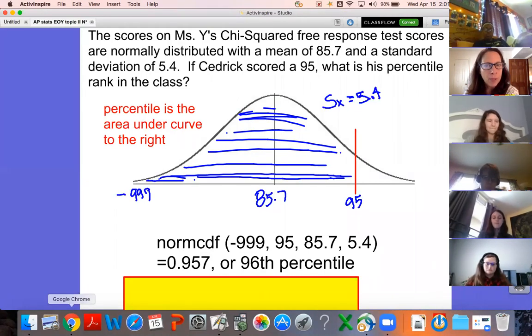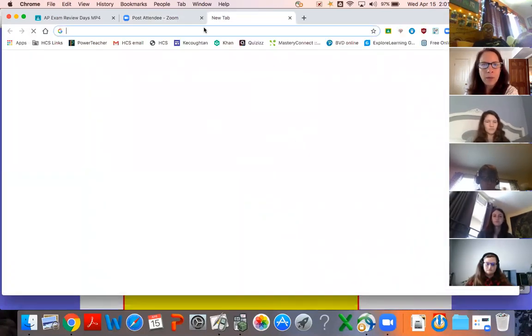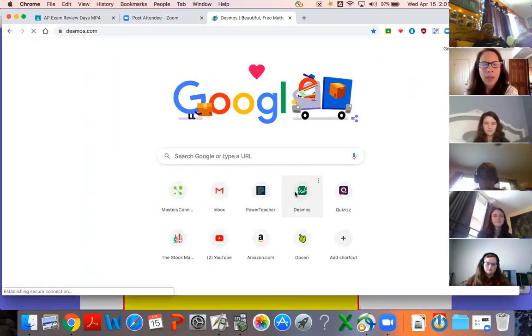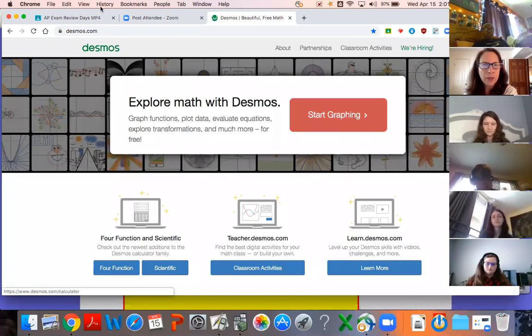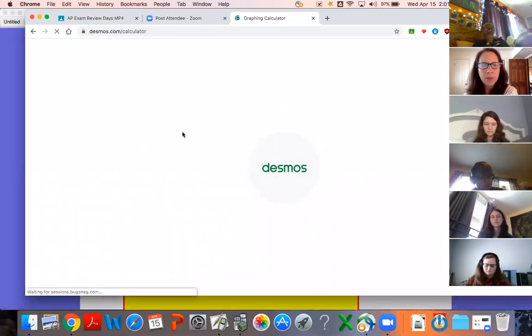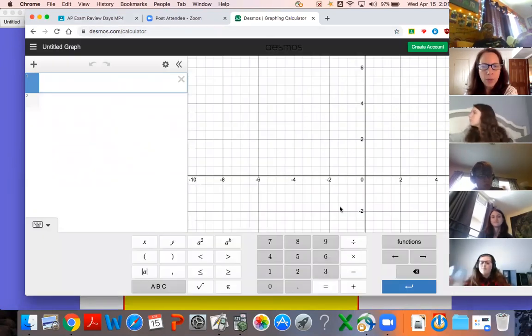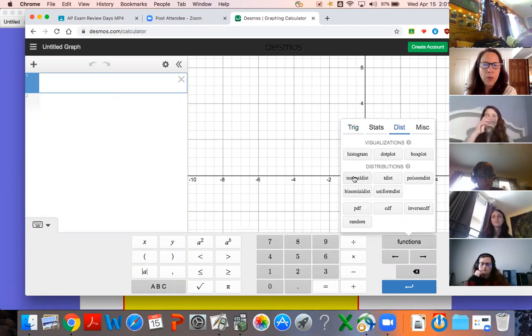So then let me show you how you do that in Desmos. So I have to open everything up again. Desmos is really cool because it draws much cooler graphs. Oh, my internet's unstable. That might be why. So in Desmos, I can go to the keyboard icon, pull up the functions tab, and do the distributions. So we're doing a normal distribution.